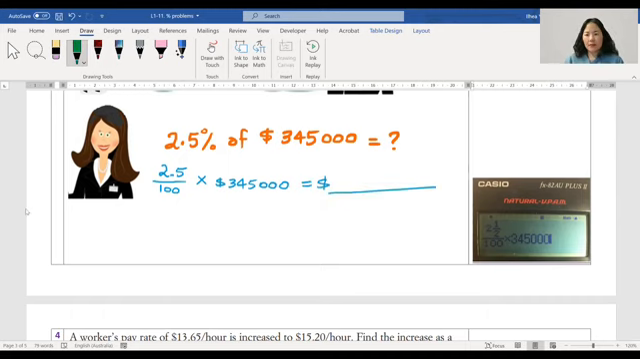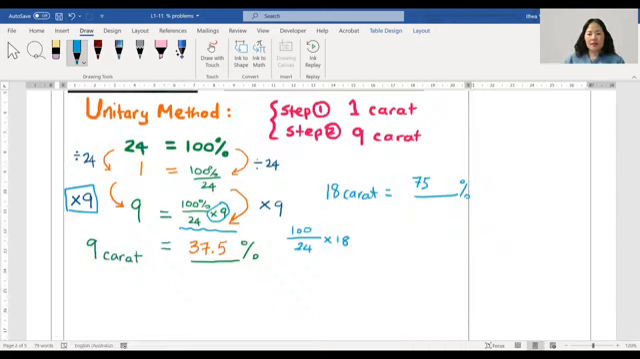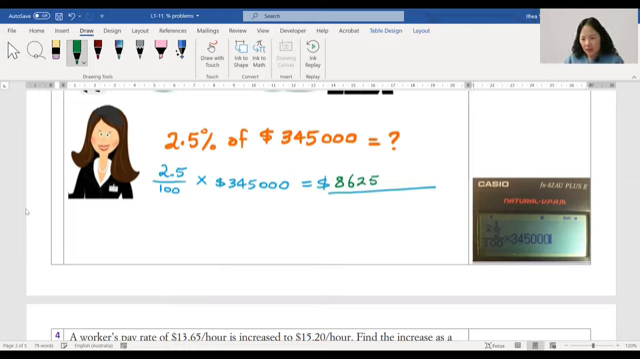Is the answer 8,625? Yes, that's correct. Excellent. So the answer is $8,625. That's what she will get. I just put it in here.